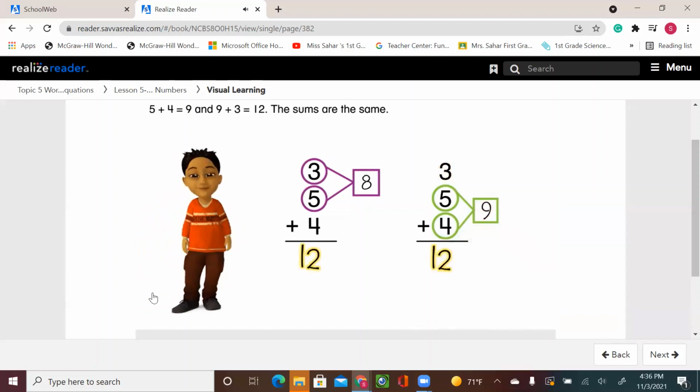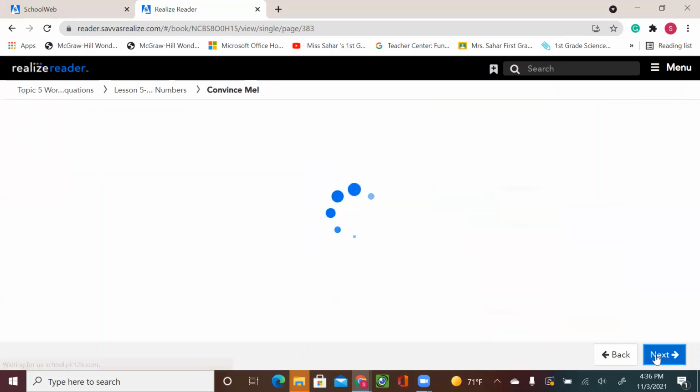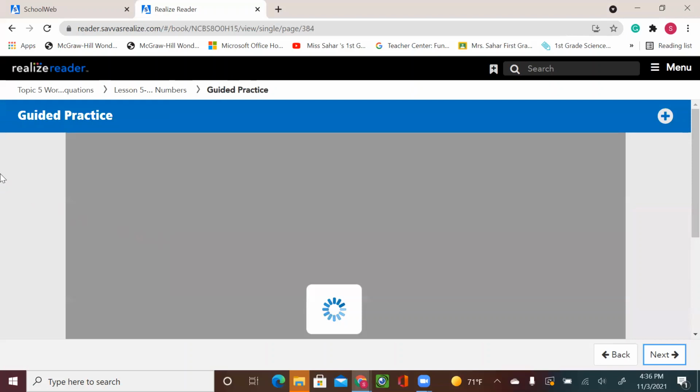The sums are the same. So we get the same answer. I have the same total, but I added my addends in a different order. All right, let's go for our guided practice, page 226, and see what we have.